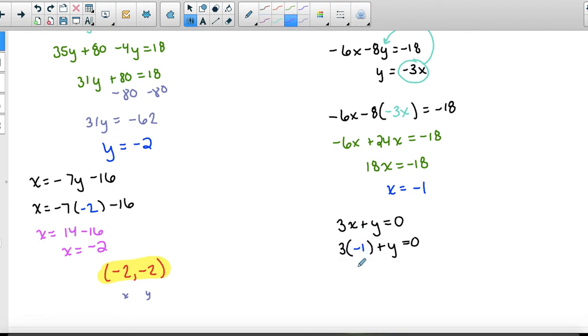So 3 times negative 1 is negative 3, plus y equals 0. In order to solve for y, I will just add 3 to both sides. I'll have y is equal to a positive 3. Now that I have both x and y, we can write our solution as x is negative 1 and y is positive 3.